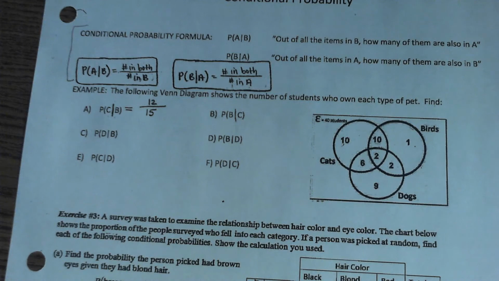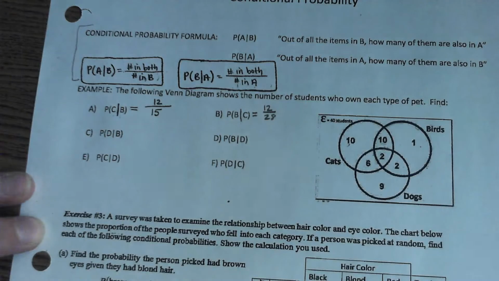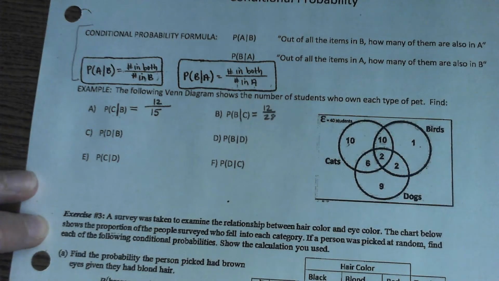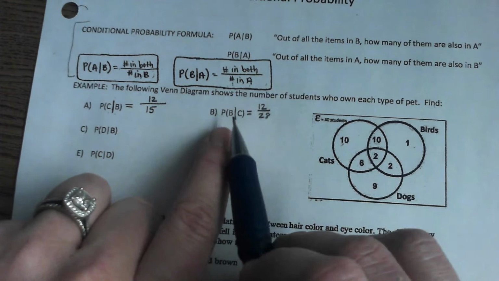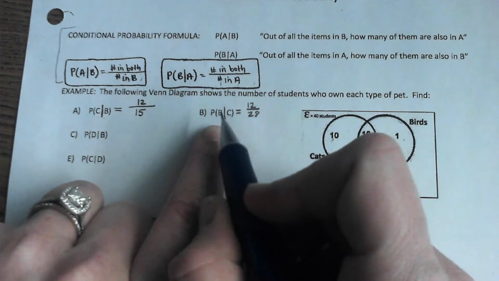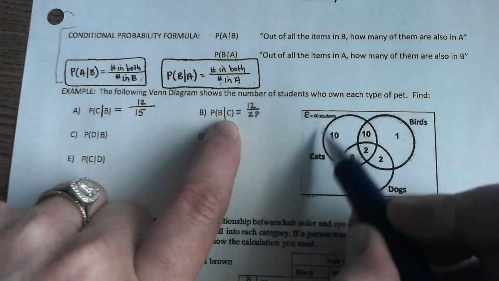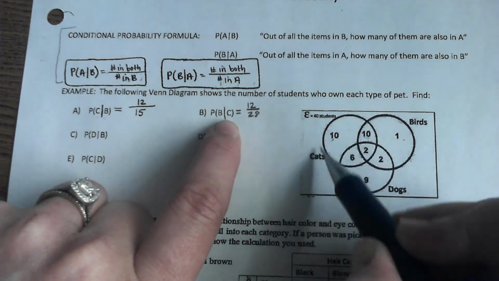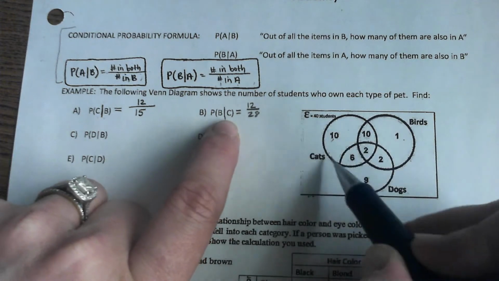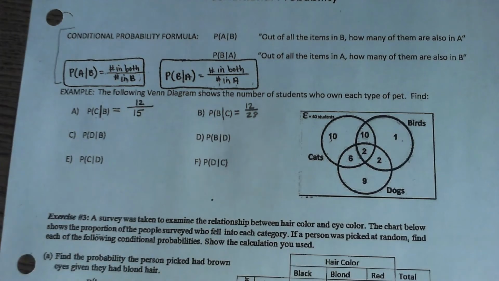Vince, what'd you get? 12 over 28. Did anybody get anything different? So I'll check this. I will always do the denominator first. I think about how I am limiting my population given that you have to own a cat. So I'm only looking at the cat circle, which is 28. Out of those 28, how many also own a bird? These 12. Perfect. Good. Keep going through C, D, E, and F, and then we'll touch base.